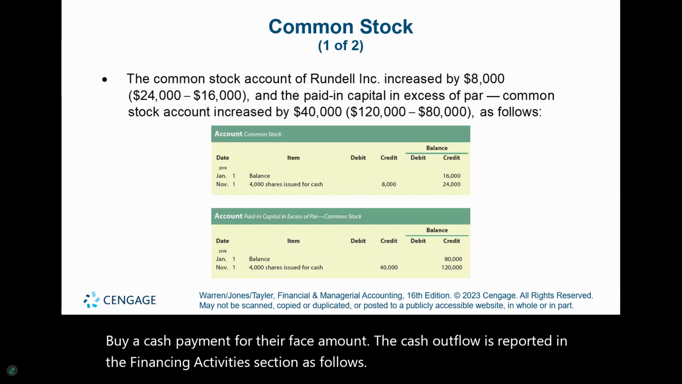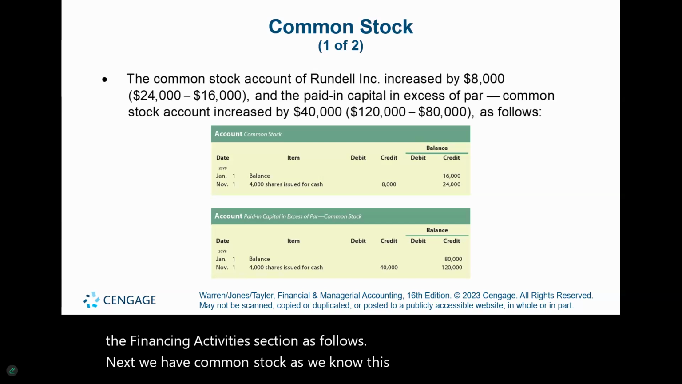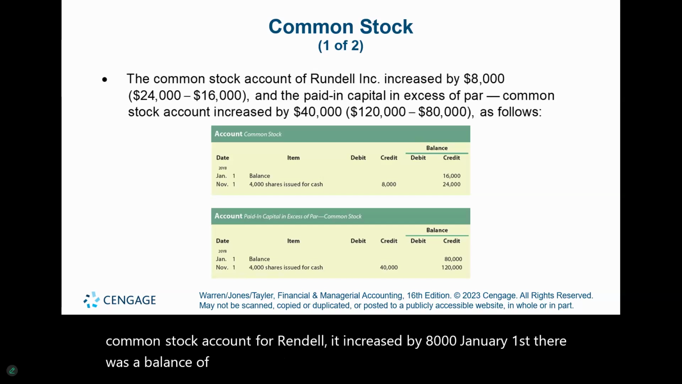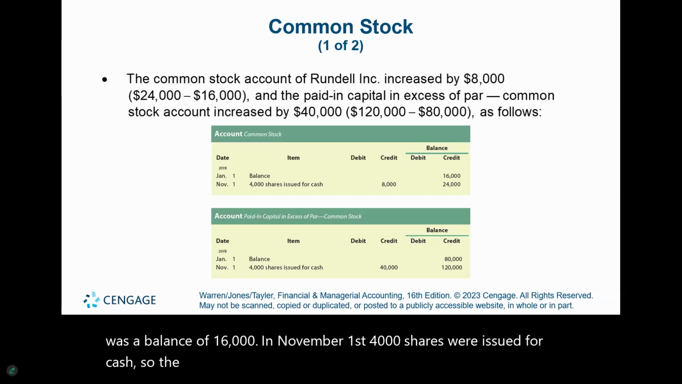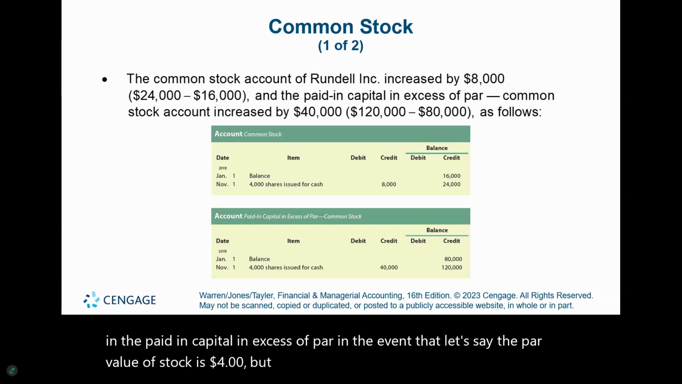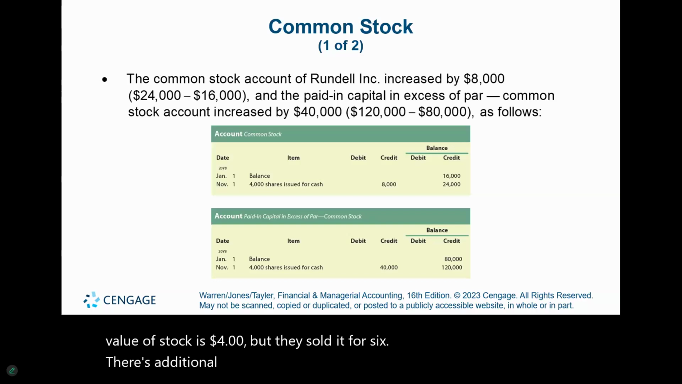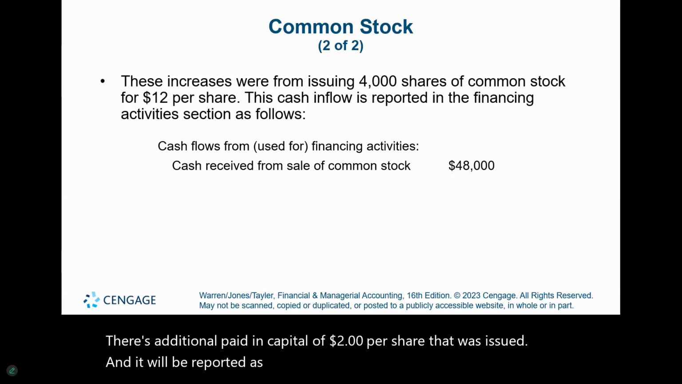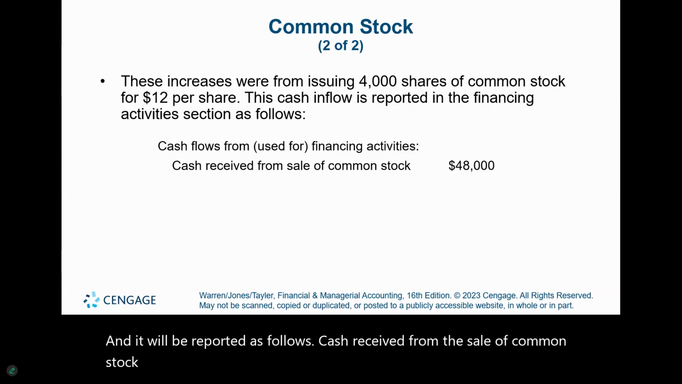Next, we have common stock. As we know, this represents equity. The common stock account for Rundell increased by 8,000. January 1st, there was a balance of 16,000. And November 1st, 4,000 shares were issued for cash. So the balance increased by 8,000 to 24,000. And then we also factor in the paid-in capital in excess of par. In the event that, let's say, the par value of stock is $4, but they sold it for $6, there's additional paid-in capital of $2 per share that was issued. And it will be reported as follows: cash received from the sale of common stock, $48,000.